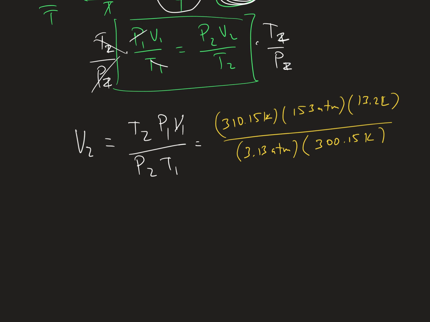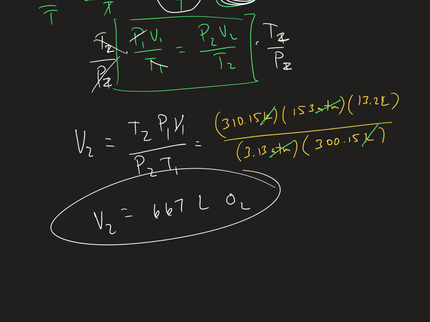And just make sure your units cancel. Whoops, that one didn't cancel. So that you know that you have them in the right units. And just know that you have to be in Kelvin. So V2 is going to give us something. And we'll just round it.